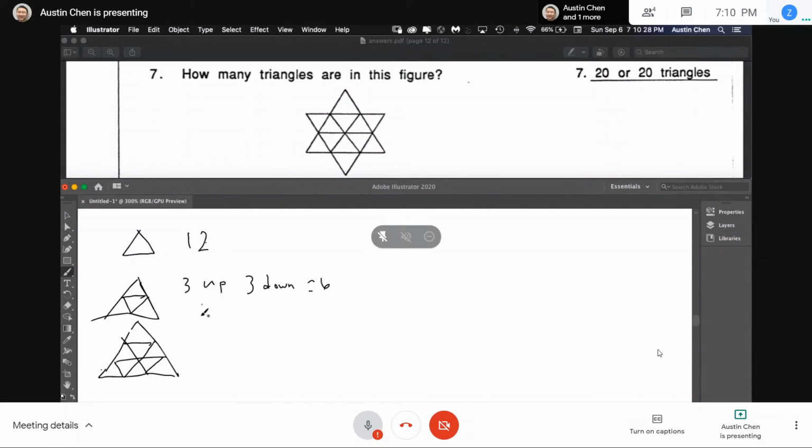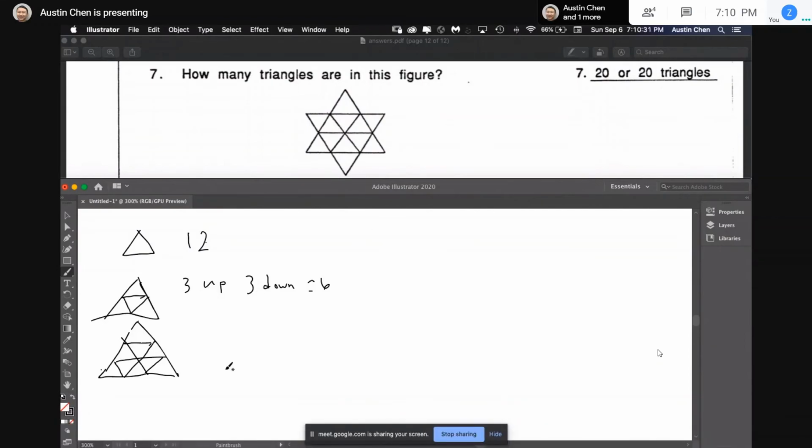And then we count the largest ones. There are only two of the largest ones, pretty obviously. So 12 plus 6 plus 2 is 20. Right?